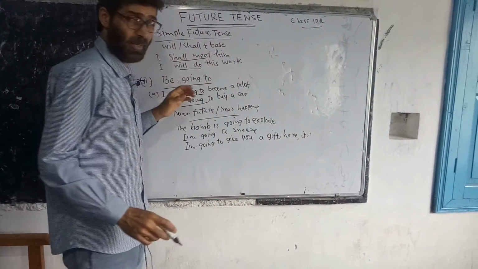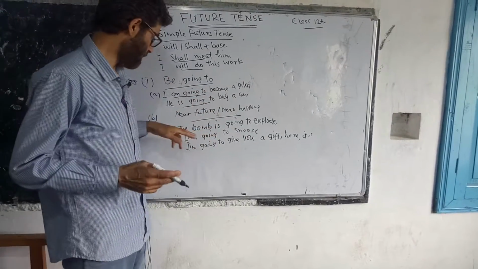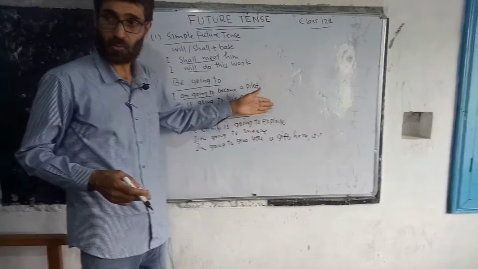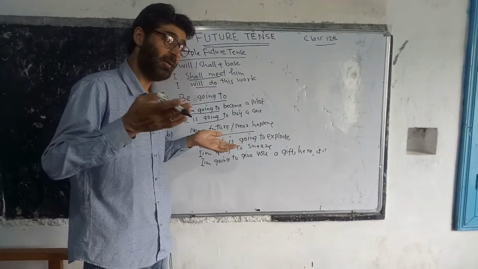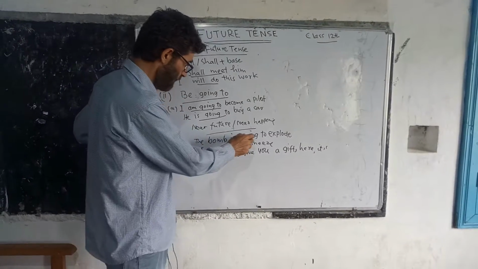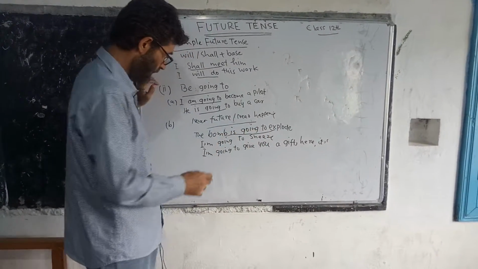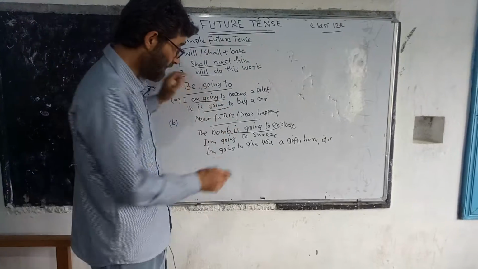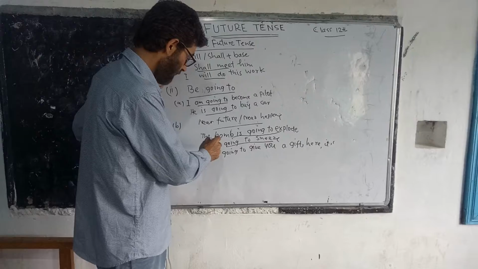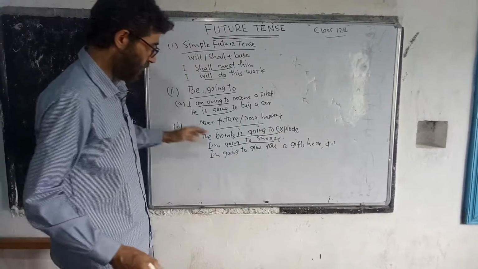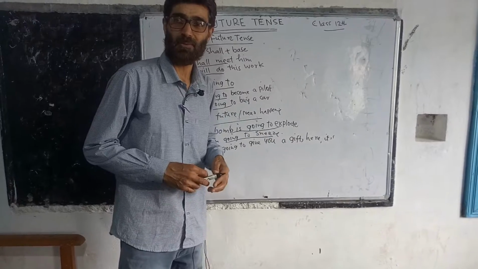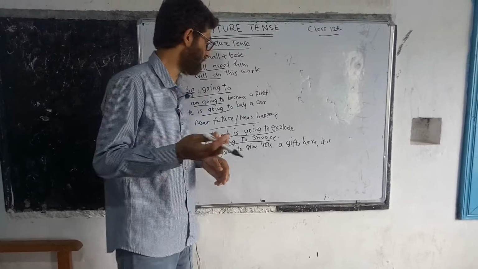So for actions that are about to happen in a short time, we use this structure. The bomb is going to explode, so the bomb will explode in a few seconds. So it shows near future. I am going to sneeze, I will sneeze right now. I am going to give you a gift. Here it is. I have a gift, I will give it to you right now. So this will take place in near future. Okay.